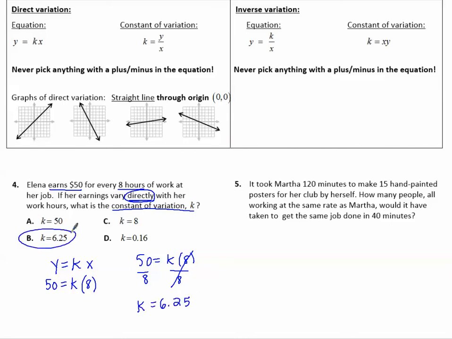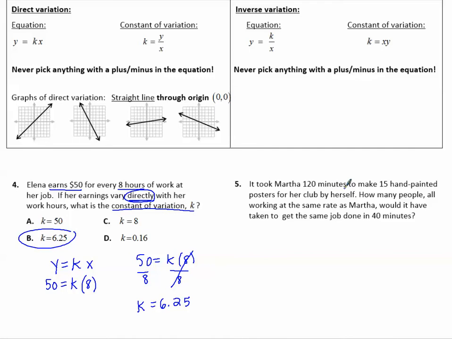So it's important to remember the direct variation equation is like y equals mx, y equals kx. Number 5. It took Martha 120 minutes to make 15 hand-painted posters for her club by herself. How many people, all working at the same rate as Martha, would it have taken to get the same job done in 40 minutes? So notice it took her 120 minutes.